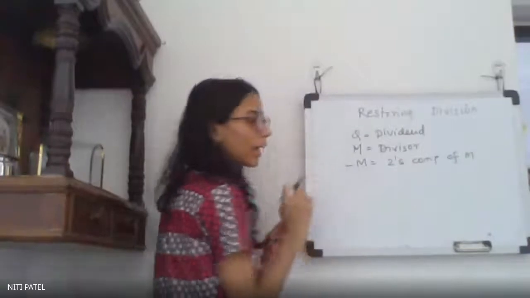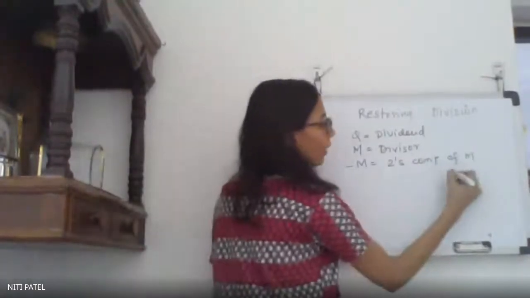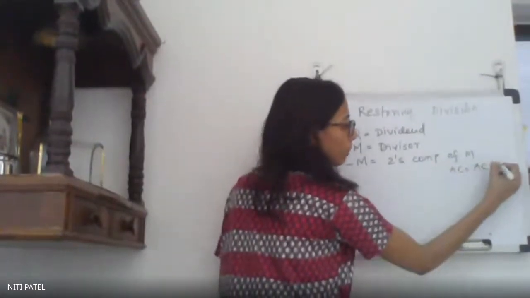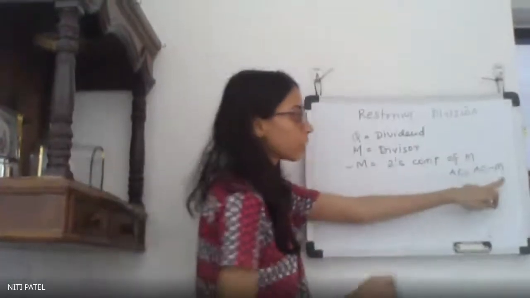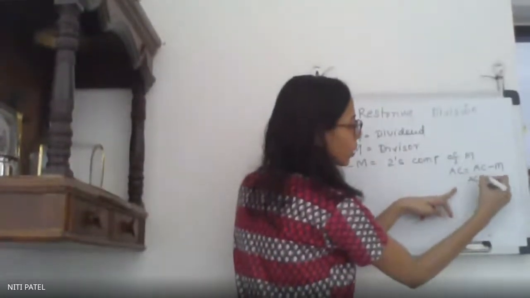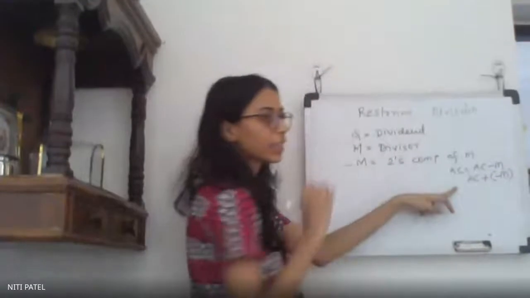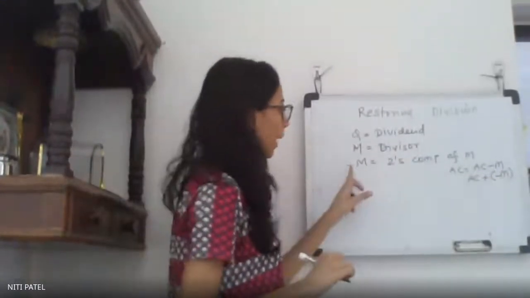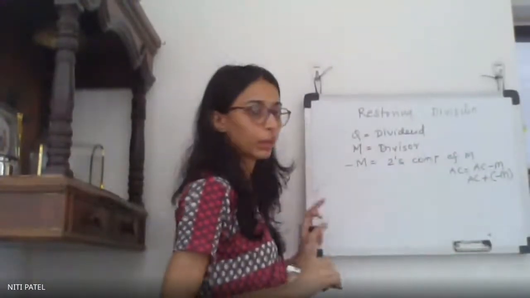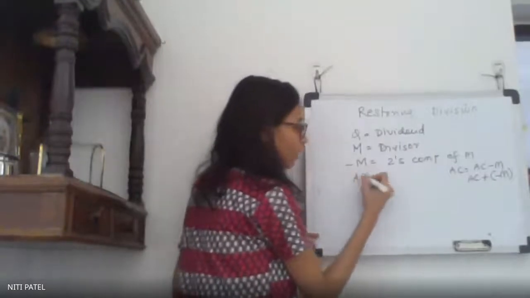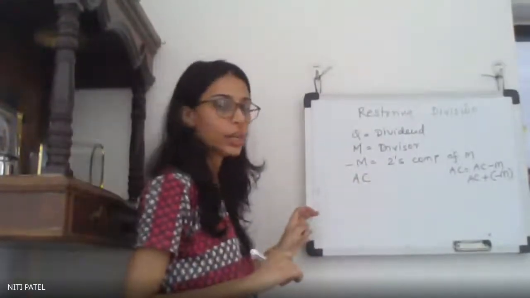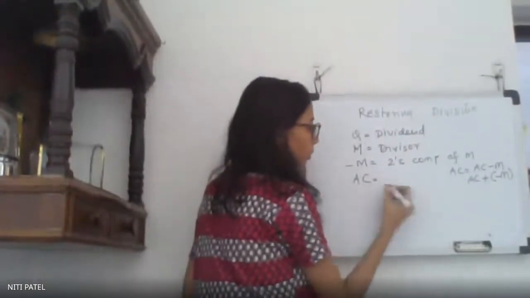We will also require minus M, which is nothing but the 2's complement of M. Why will we require minus M? Because in the algorithm we have an operation AC is equal to AC minus M. To do this, we do AC is equal to AC plus minus M. So we find minus M, which is the 2's complement of M. We require the AC accumulator to store the result. So this accumulator will be of how many bits?